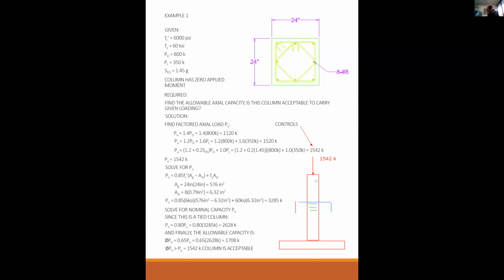The green dots are the vertical steel, the longitudinal steel that is oriented like this. And so when I make this blue cut, I've cut right through number 8 bars. 1, 2, 3, 4, 5, 6, 7, 8 number 8s.